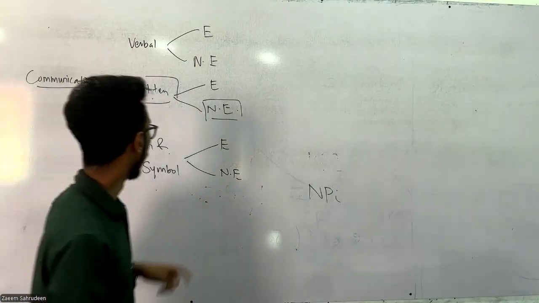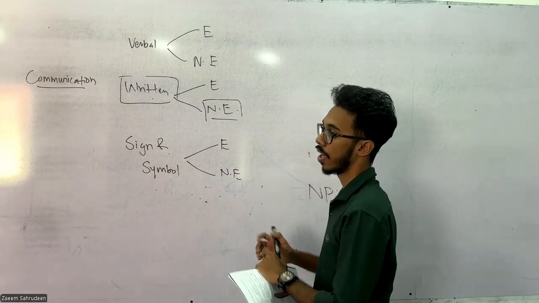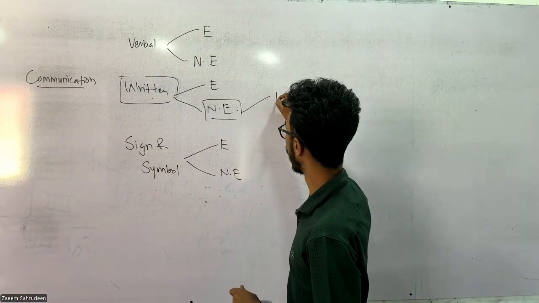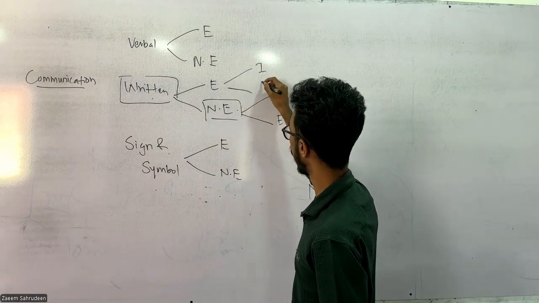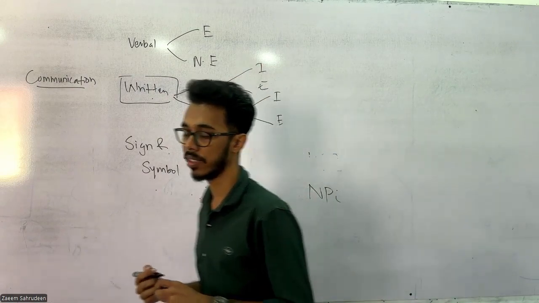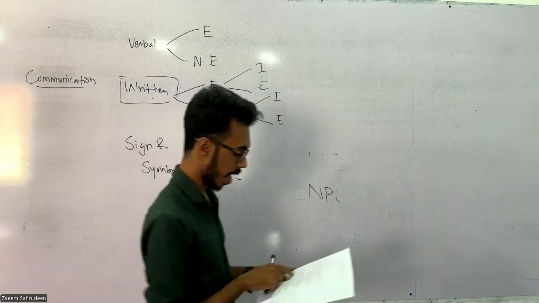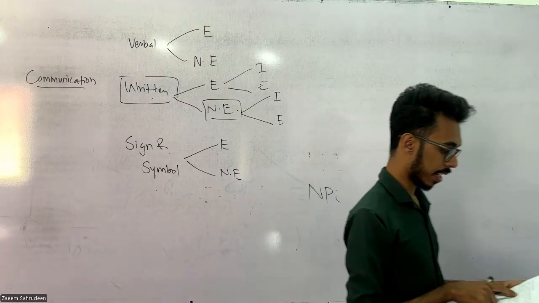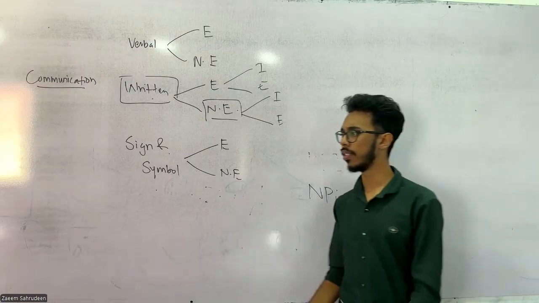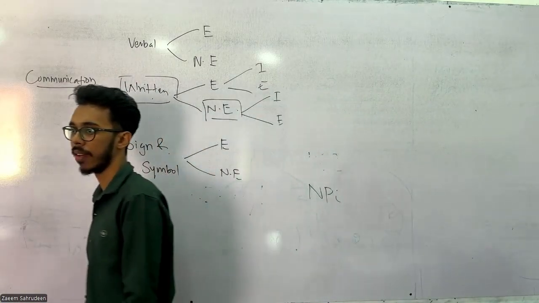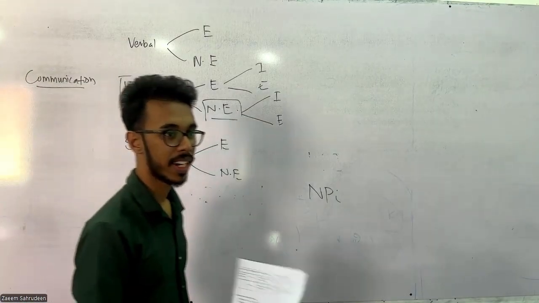Written, non-electronic, internal, external. That is one normal classification. So that is what I have given here. You can see under verbal, internal and external. In internal, you have intercom. What is intercom?